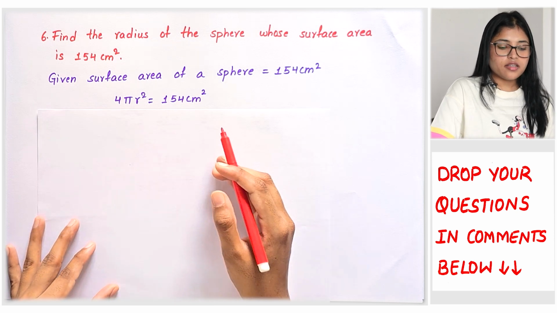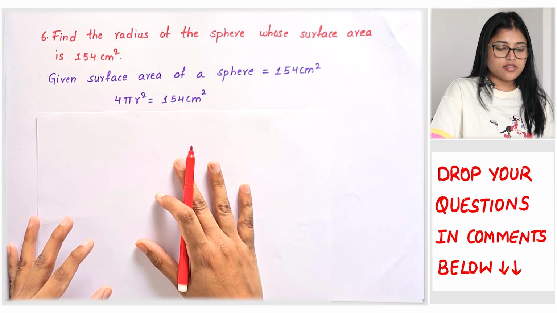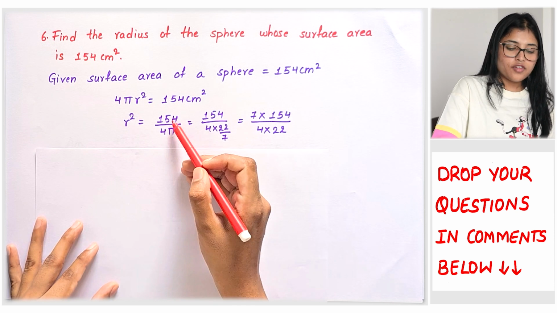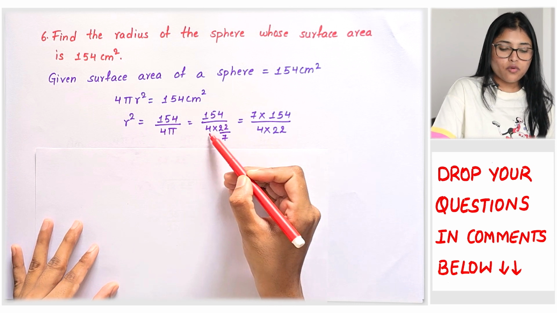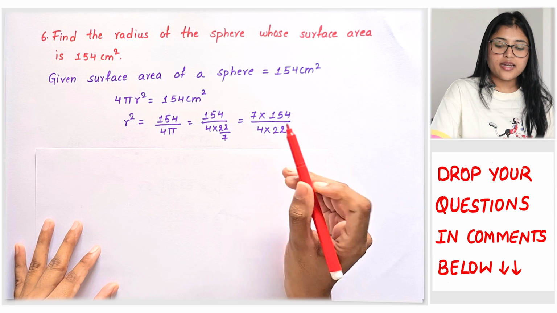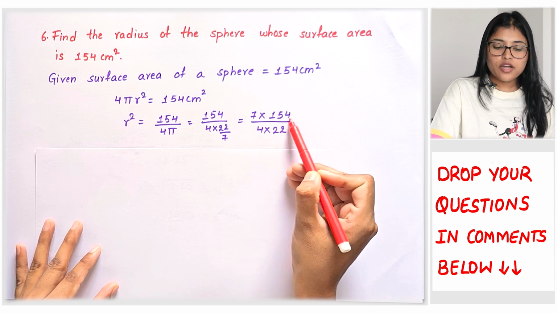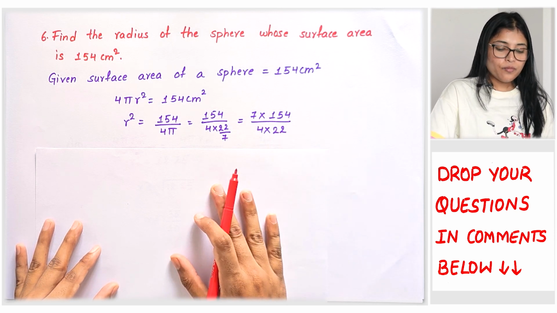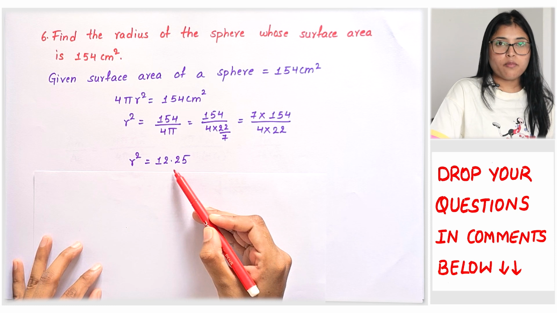From this, I can find the radius by sending 4 and pi to the other side, which becomes 154 by 4 pi, which is 154 by 4 into 22 by 7. 7 goes to the numerator, and I can write this as 7 into 154 by 4 into 22. Then r square value becomes 12.25.